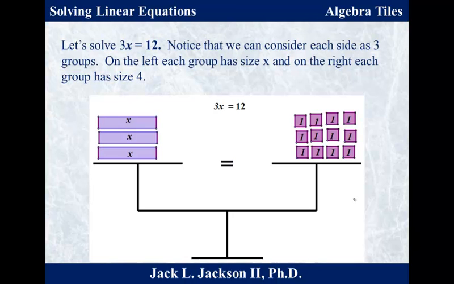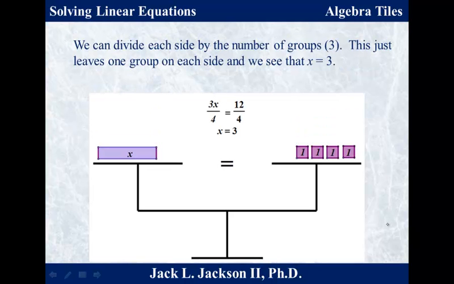Now let's solve a different kind. 3x equals 12. So we have 3 x's on the left, and we have 12 units on the right. Notice that we can group the 3 x's, say we have 3 groups with x in each group. On the right side, we can organize it so that we have 3 groups also, so that I have 3 rows with 4 each. So now, if we pull these in groups of 3 groups, we see that we can divide by 3, which means it leaves us with only one of the groups. So one of the groups on the left is just x, and one of the groups on the right is 4.